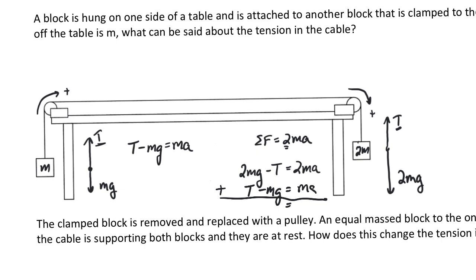On the other side of the equal sign, I got 3ma. 2m plus 1m is 3m. On the left side, those T's go away. And I'm left with 2mg minus mg equals 3ma. Now, finishing this derivation, I'm going to get mg equals 3ma, so a is 1/3 of g.